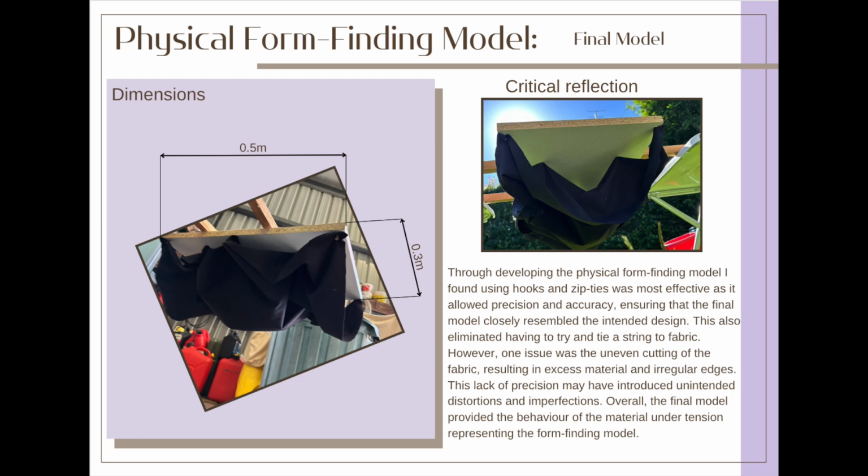Reflecting on developing the physical form-finding model, I found using hooks and zip ties was most effective, as it allowed precision and accuracy, ensuring that the final model closely resembled the intended design. This also eliminated having to try and tie the string to fabric.